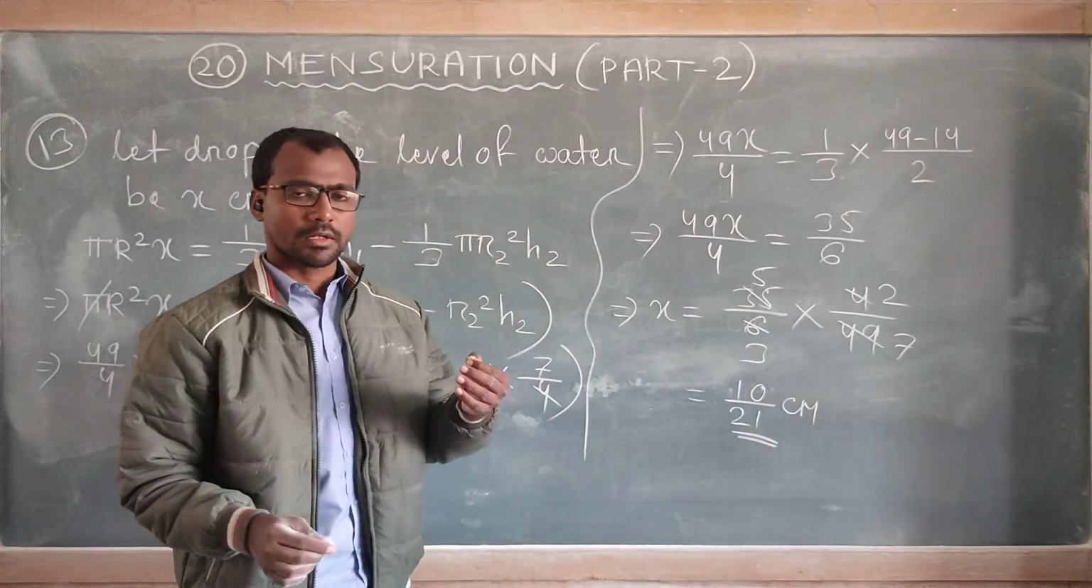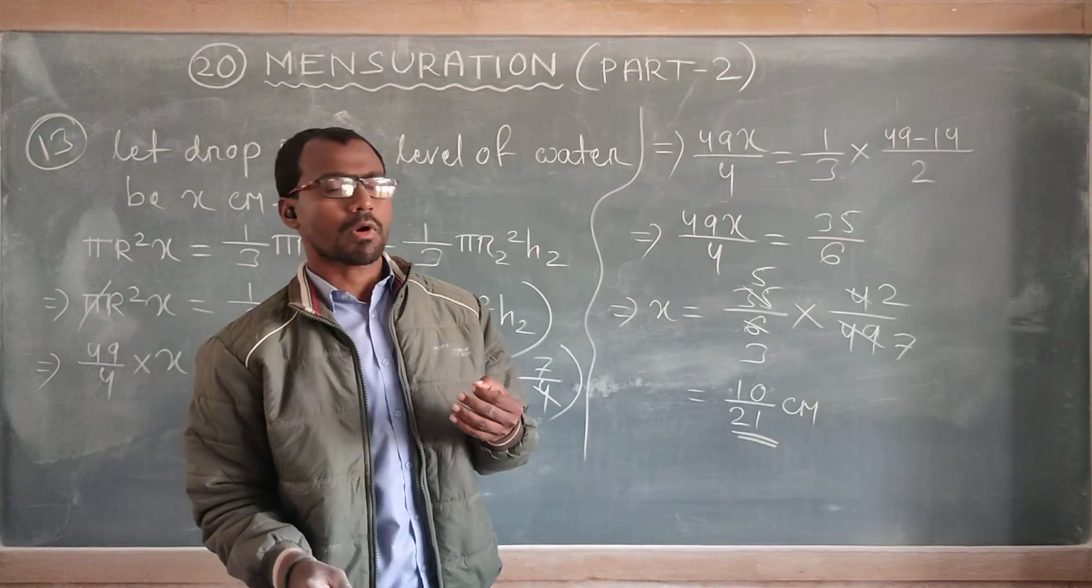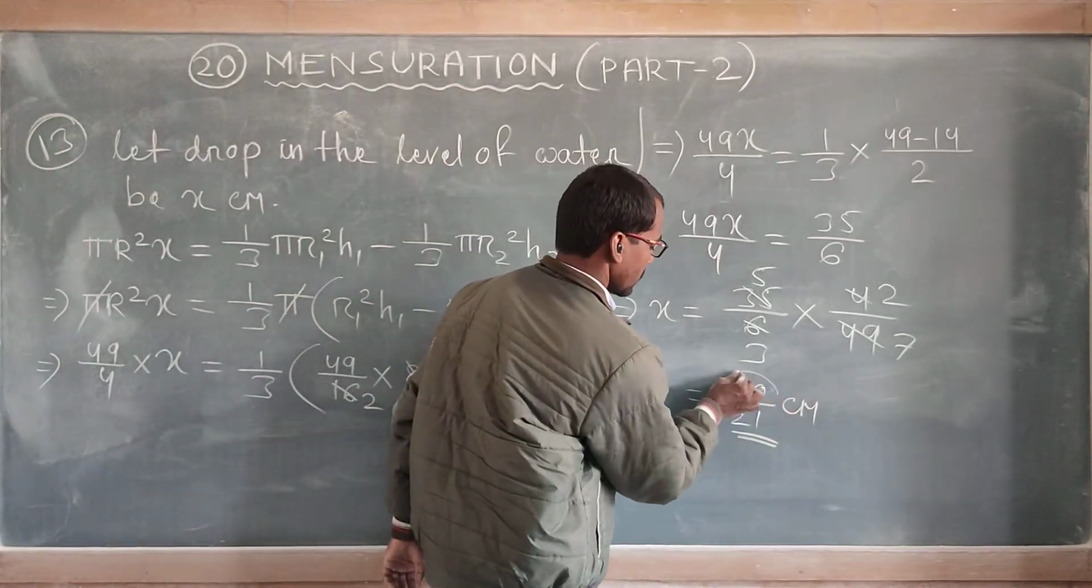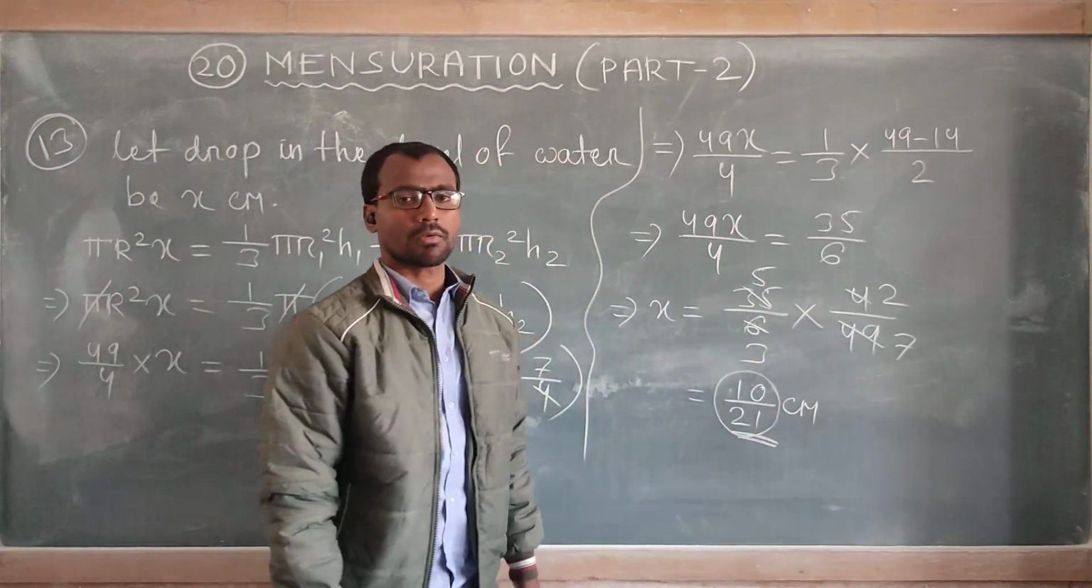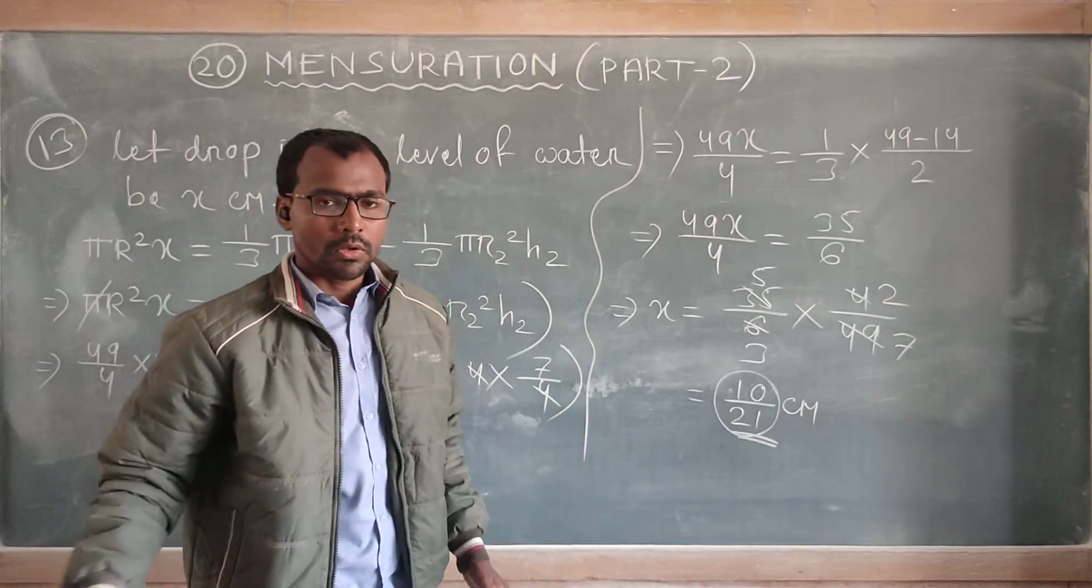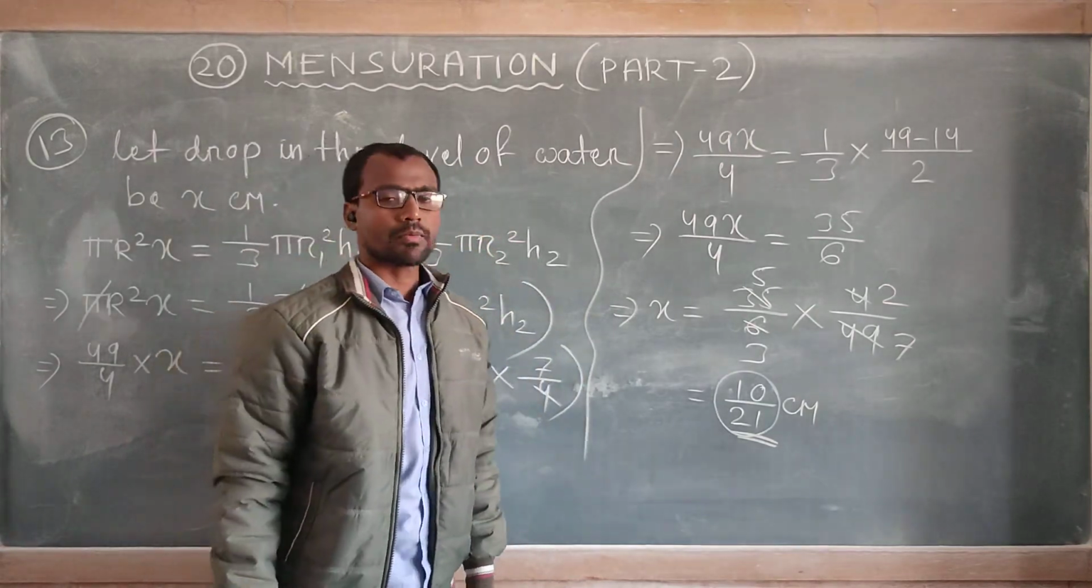So the fall in the level of water, or the drop in the level of water, will be only 10 by 21 cm. Okay, so I hope you have understood this part, the second part.